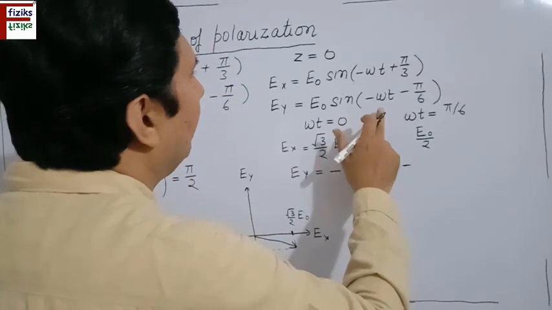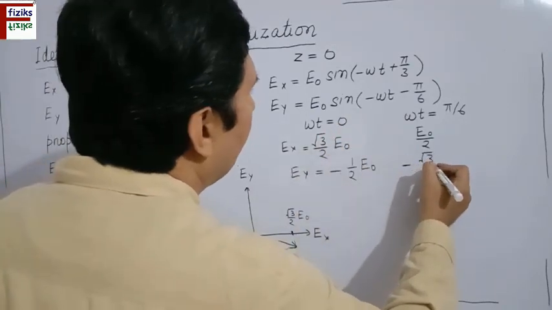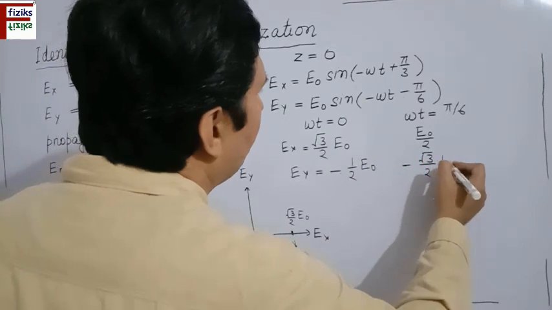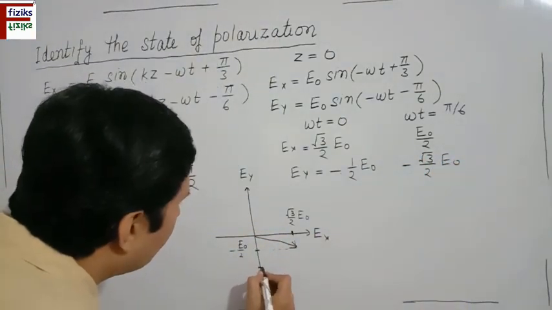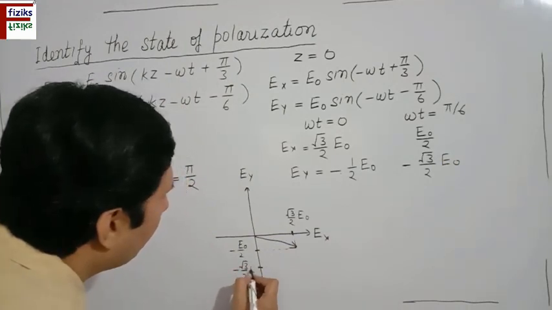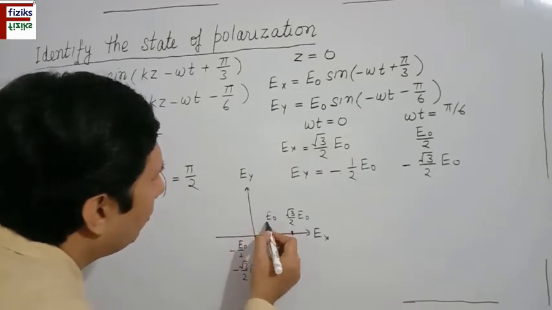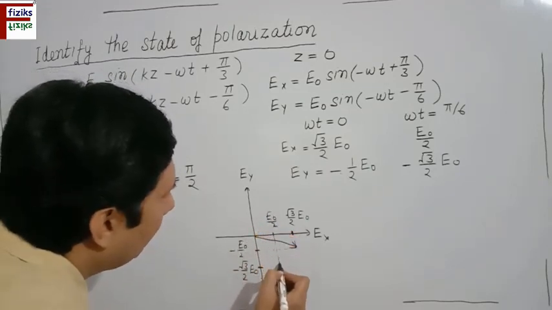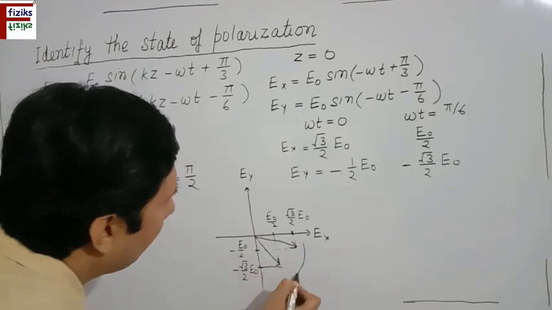Pi by 3 is 60 degrees, so this will be minus root 3 by 2 E naught. Suppose this is minus root 3 by 2 E naught, and this is E naught by 2. So here will be the new position of the electric vector. This is the new position of the electric vector.